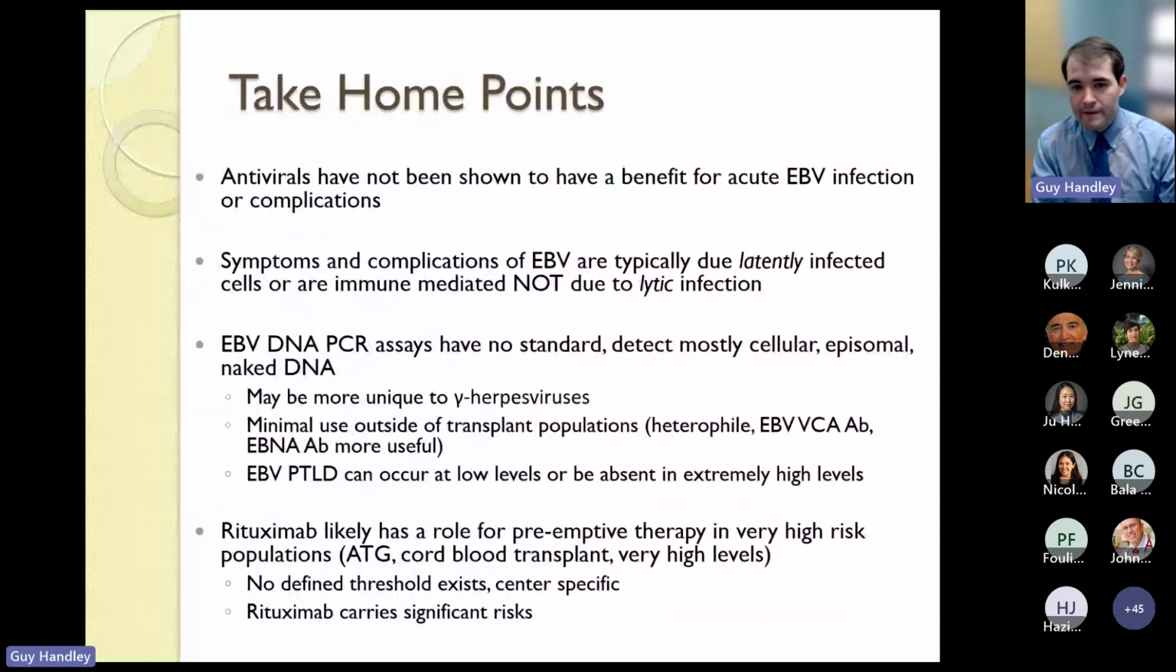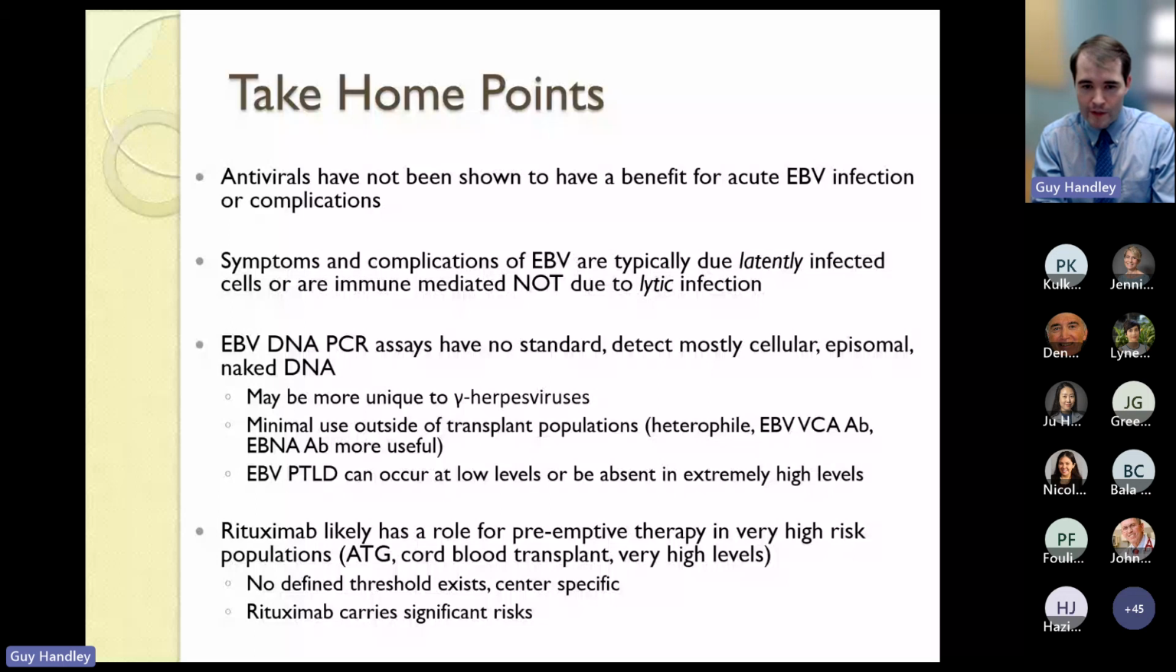So, take-home points: antivirals at any stage of acute EBV have not been shown to have a benefit, and the reason is almost always what you're dealing with is latent viral gene products, either in the episome or unencapsulated DNA, or in your acute infection. By the time you develop symptoms, which are due to your CD8 T cell response, it's too late. The virus has already entered mostly a latent phase, and really all the antivirals can do is decrease oropharyngeal shedding.